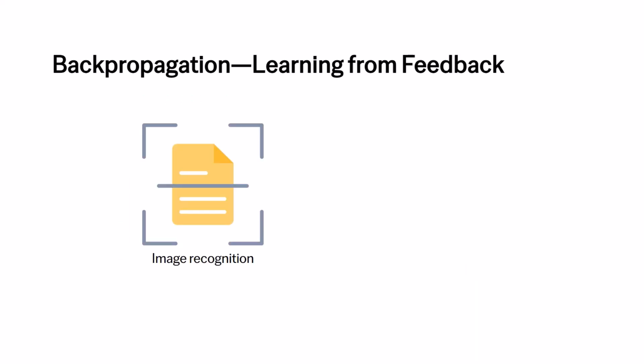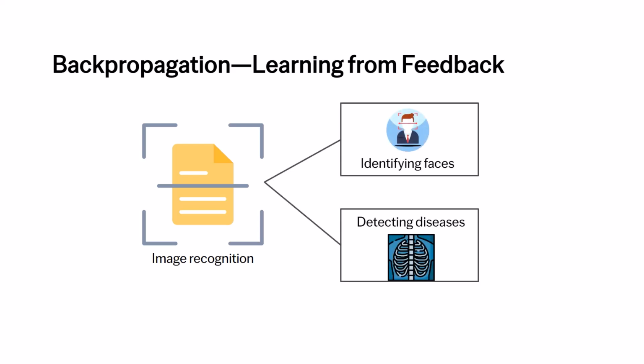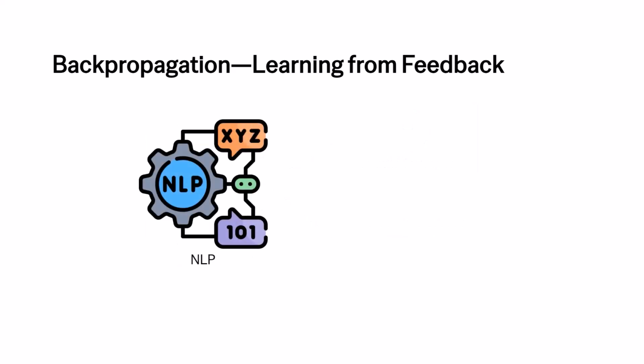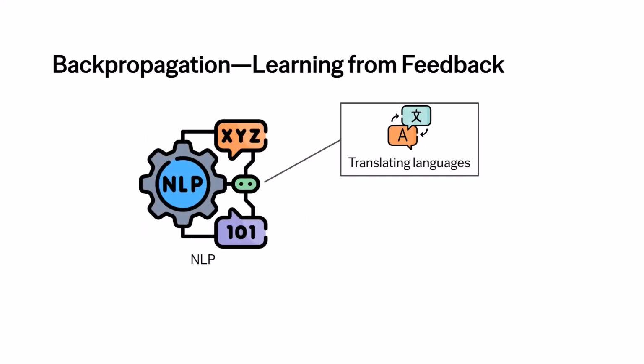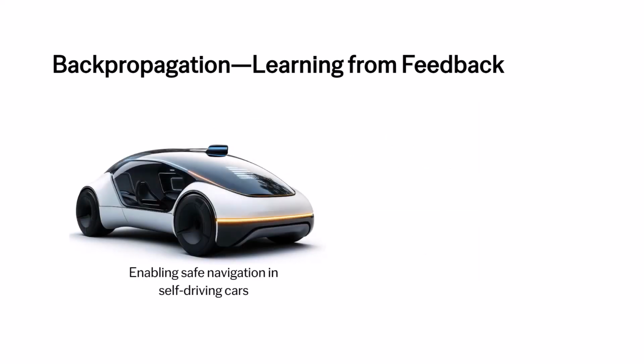For example, it helps systems recognize images, such as identifying faces in photos or detecting diseases in medical images. In natural language processing, backpropagation is crucial for tasks like translating languages and powering chatbots. It also allows self-driving cars to understand and respond to sensor data for safe driving. Additionally, backpropagation powers virtual assistants like Siri and Alexa to understand and respond to spoken commands.